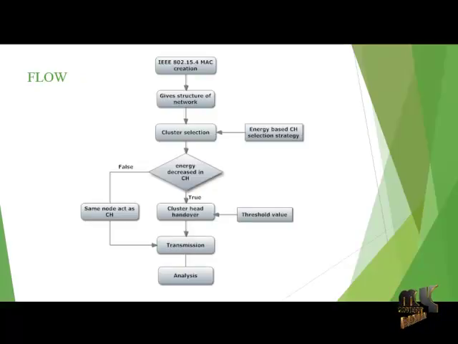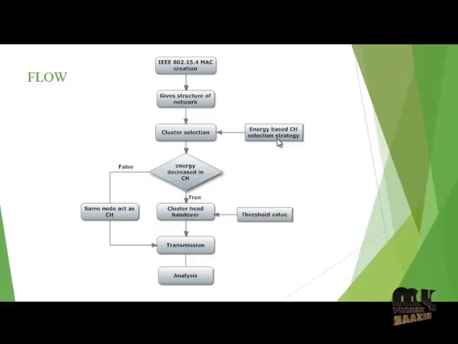Let us discuss the flow of our project. First, the IEEE 802.15.4 MAC layer is created. It gives the network structure of our project. In this wireless sensor network, we create clusters based on the region. The cluster head is selected based on the energy based CH selection strategy.